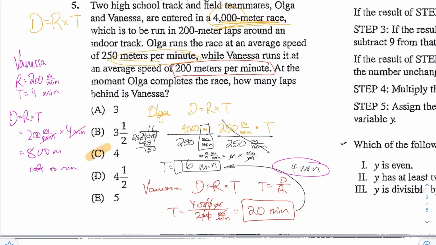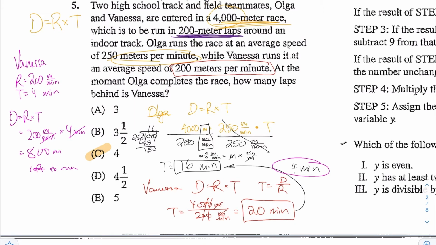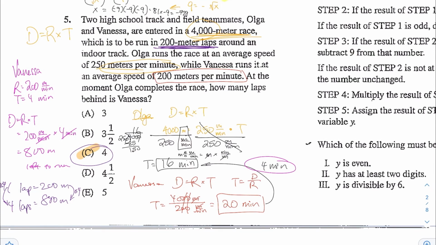And here, you know that the track is 200 meters a lap. A lap is 200 meters. And she has 800 meters left. You know that 200 times 4 is 800, so you also have to times 4 on the other side because this is a rate. 1 times 4 is 4 laps. So she still has choice C, 4 laps left to run. Right, so the answer here is going to be choice C. Again, it's just d equals rt. And you do that for Olga and Vanessa.